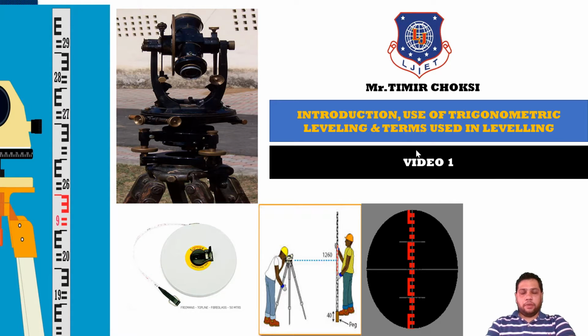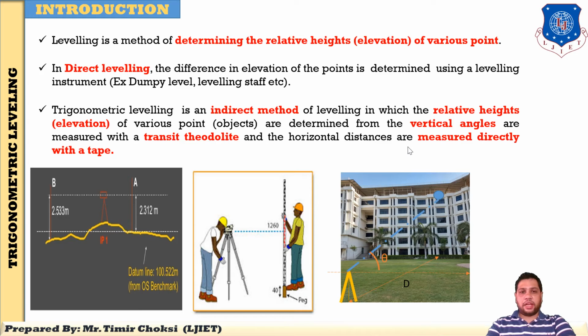In session number 1 of trigonometric leveling, first I have explained what leveling is and what trigonometric leveling is. Students, you have already studied some concepts about leveling in the basic civil engineering subject. Leveling is a method of determining the relative heights, the elevation, of various points. So we find the elevation of various points, and this method is called leveling.